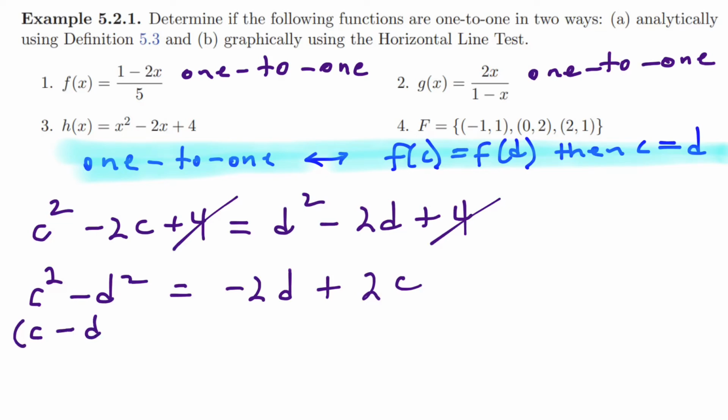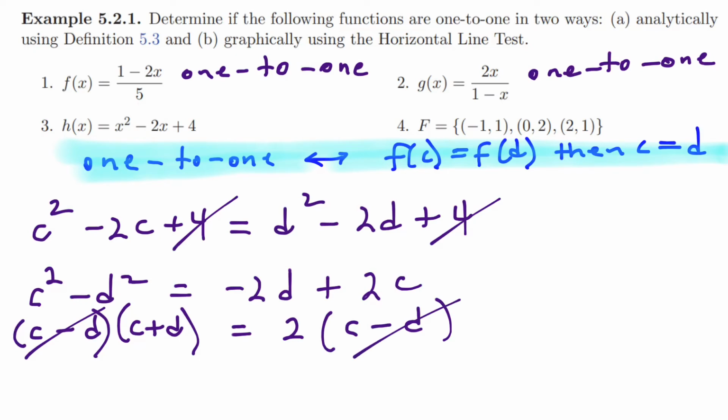So let's see, this will factor, difference of two perfect squares. I can factor a 2 out of the other side here, so I've got 2 times c minus d. All right, so I can cancel out c minus d. But then I have c plus d has got to add up to 2, or I could say c is got to equal 2 minus d. Well, that doesn't say c is equal to d, so this function can't be 1 to 1. So we'll say this one is no. This one is not a 1 to 1 function.